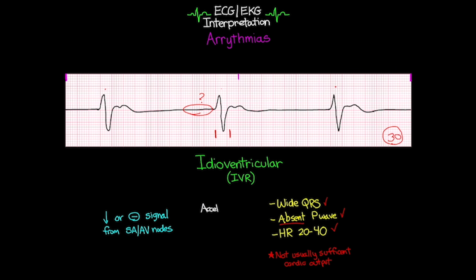The first one is called accelerated idioventricular rhythm, or AIVR. Just like with the junctional rhythms, everything about this rhythm is going to be the same as our idioventricular rhythm, other than we're going to have a heart rate between 40 and 100. Now, just like with our junctional rhythm, we can also find ourselves in a situation where we have a ventricular rhythm with a rate that's greater than 100.